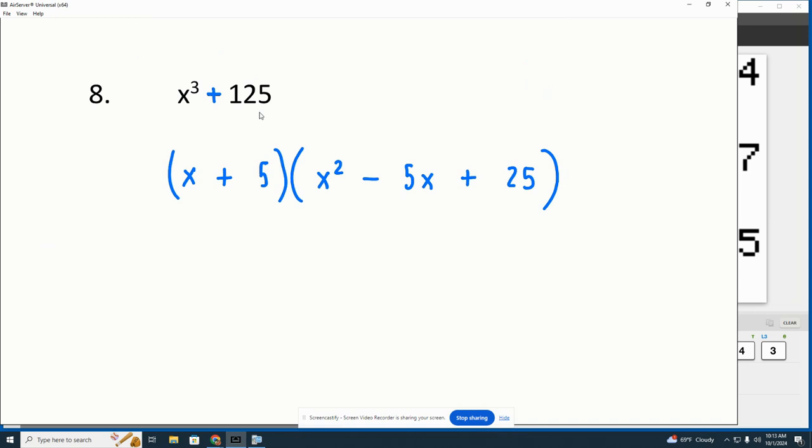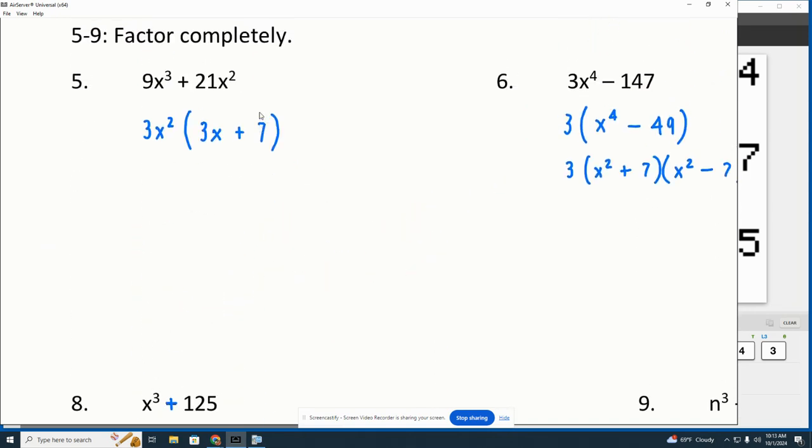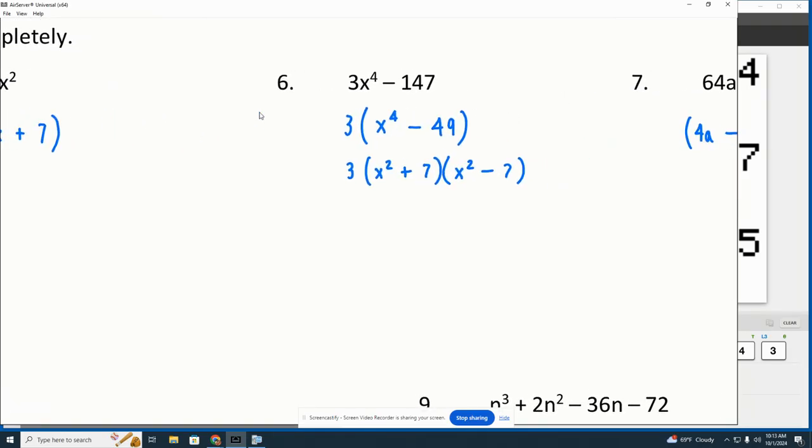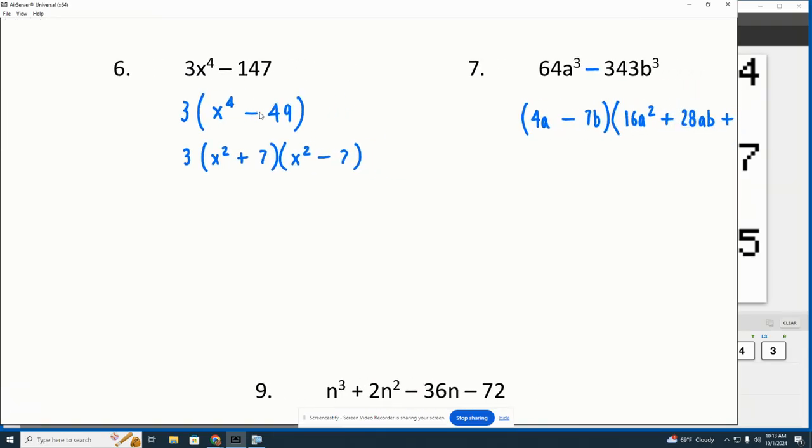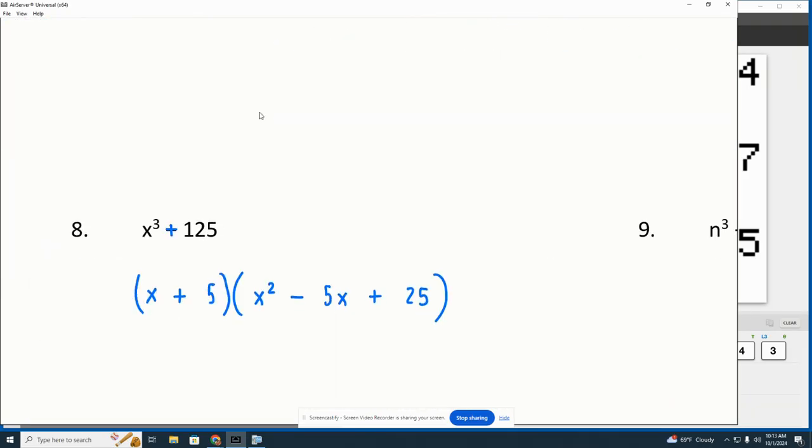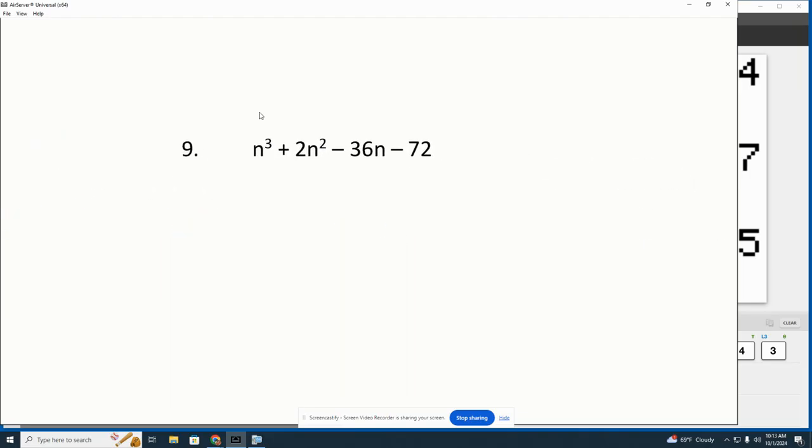Y'all good with that? So look, guys, we've done GCF only, number 5. We've done difference of squares. We've done difference of cubes. We've done sum of cubes. Now we do 4-term polynomials. What we call factor by grouping. Did anybody else know that besides her? I hope so. Factor by grouping.